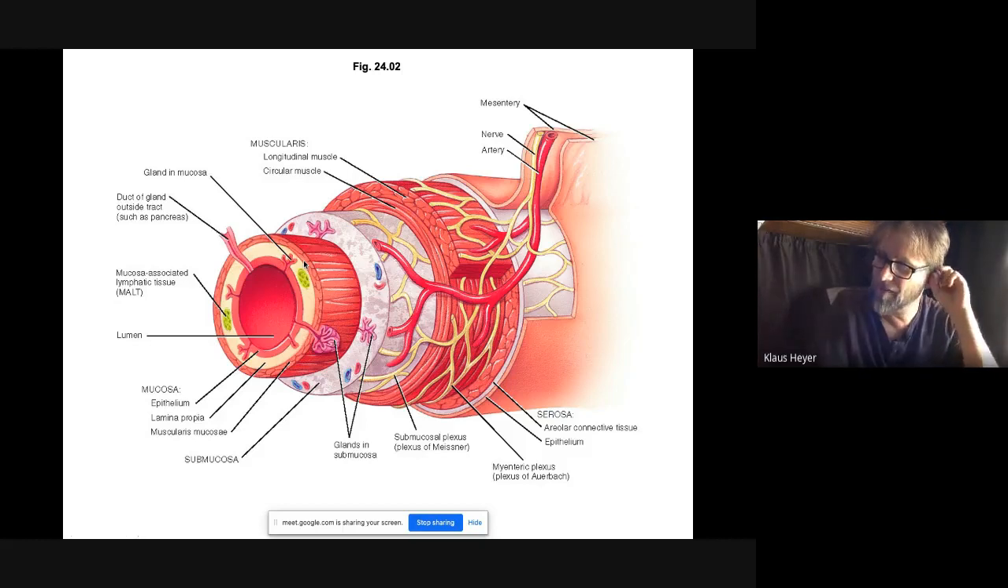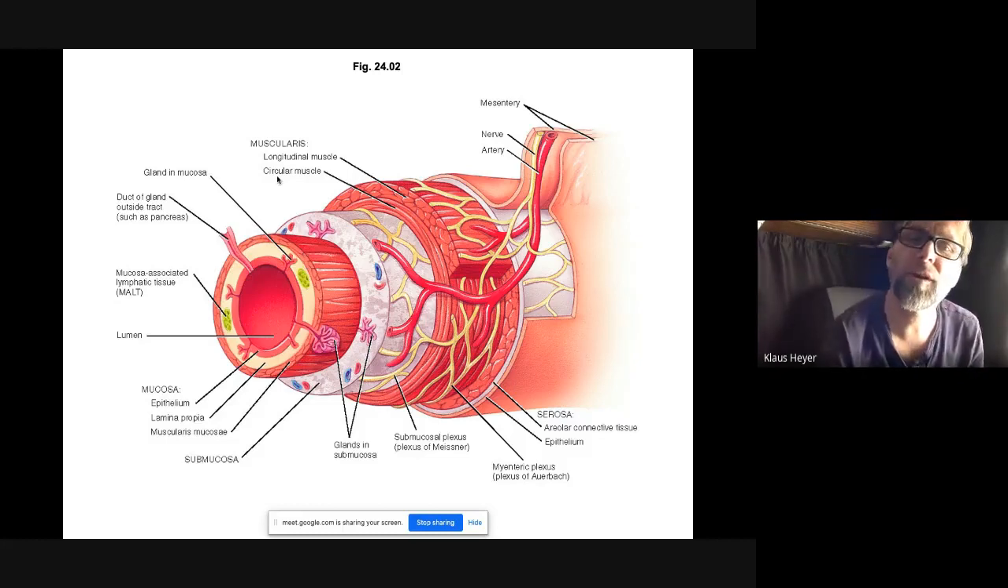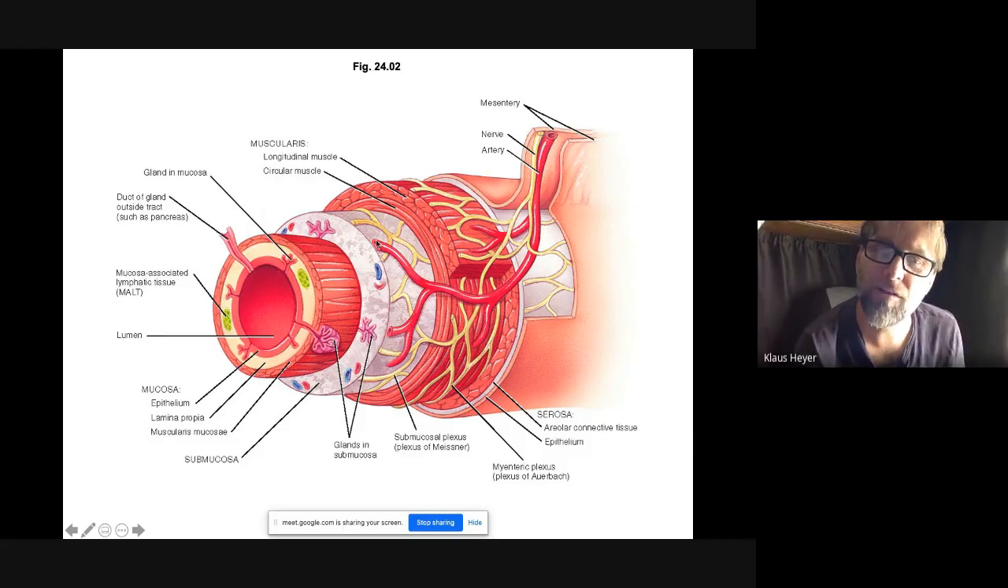So when you have like little finger-like projections, villi, going out into your small intestine, this is what's doing it. And so here in the submucosa, you have mucus glands, and that's pretty much it. Blood vessels, nervous tissue, mucus glands.